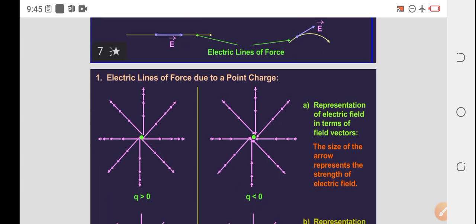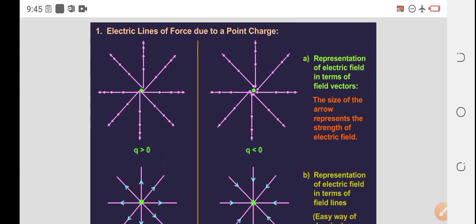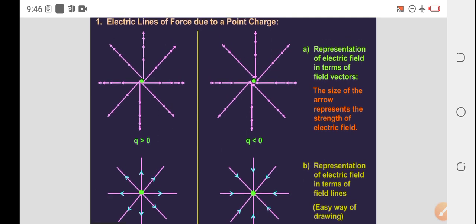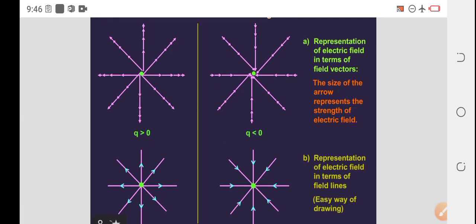And let's see electric lines of force due to a point charge. You can observe here the left side figure and the right side figure. Here, if the charge is greater than 0, or if the charge is less than 0, what is happening? You can see in figure A a representation of the electric field in terms of field vectors. The size of the arrow represents the strength of the electric field. If the arrow is bigger, then the strength of the electric field is more.